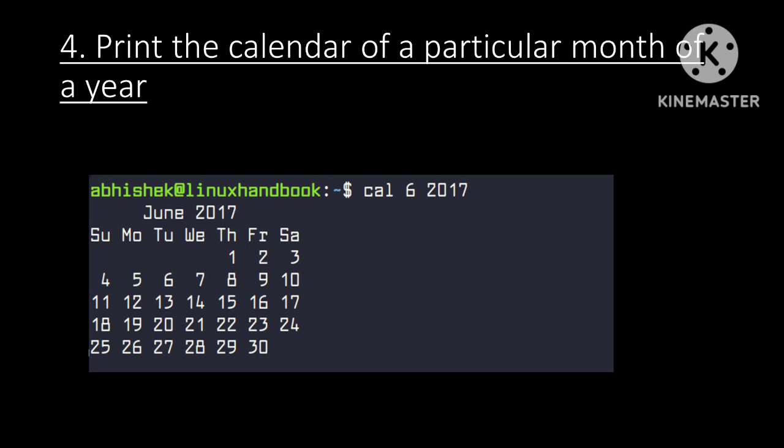And another way is cal, you can provide the number. June means the 6th month, so you have to write 6, space, then the year. Then also it will give the same output, the June month calendar of 2017. So both ways you can do it.